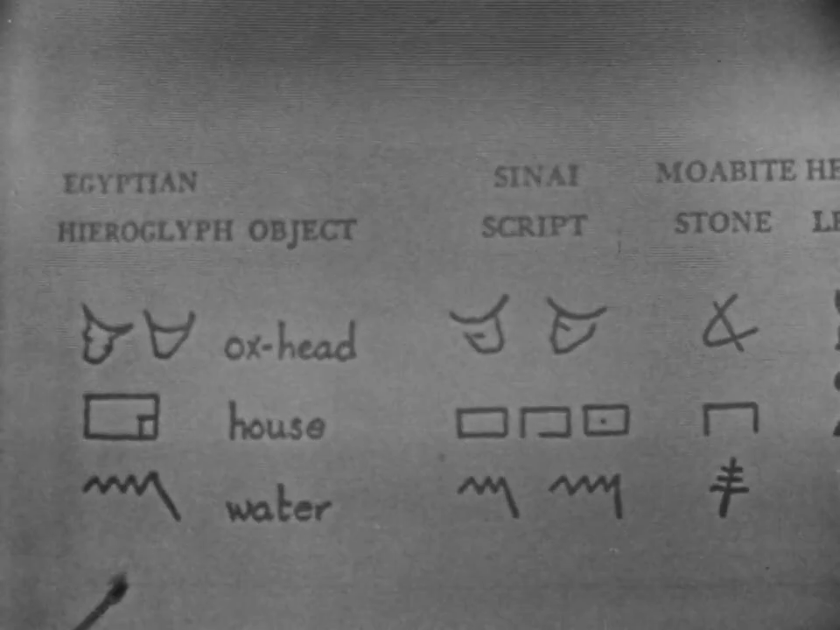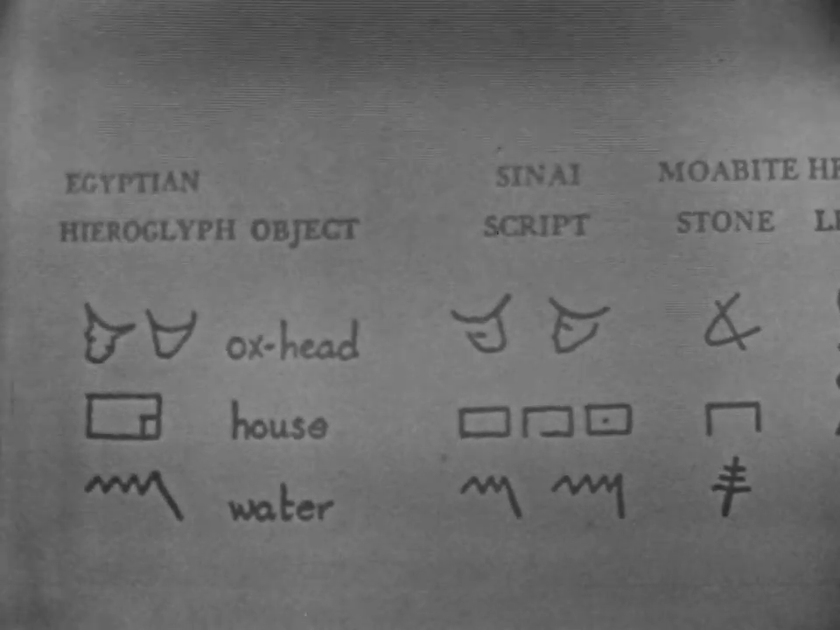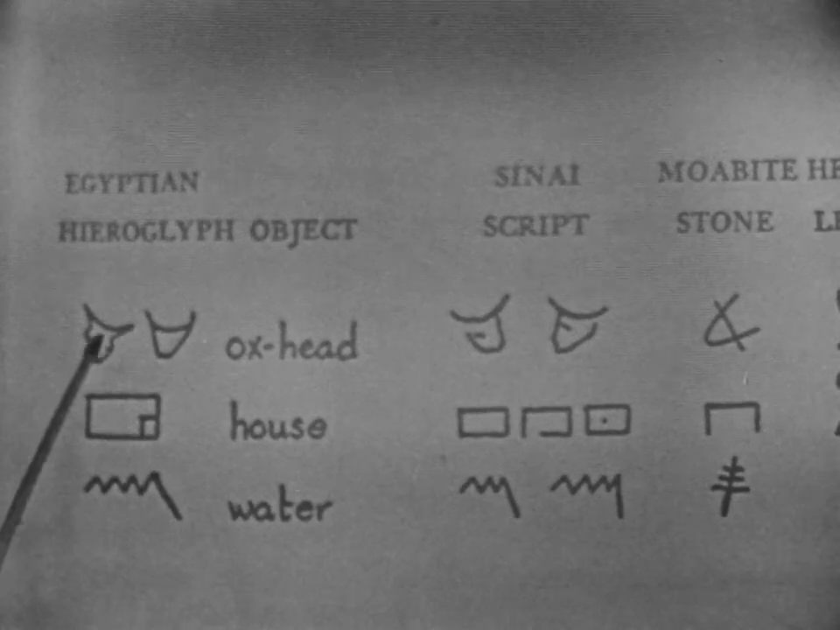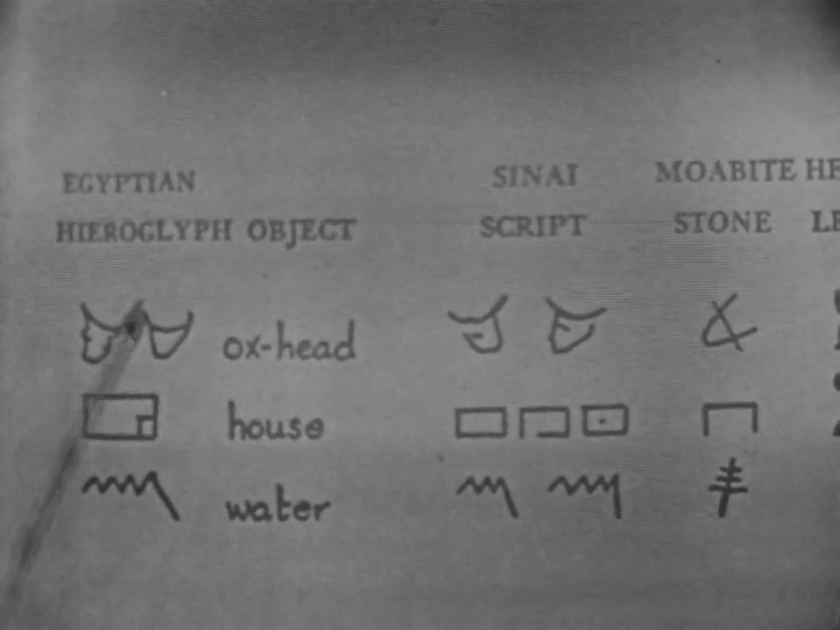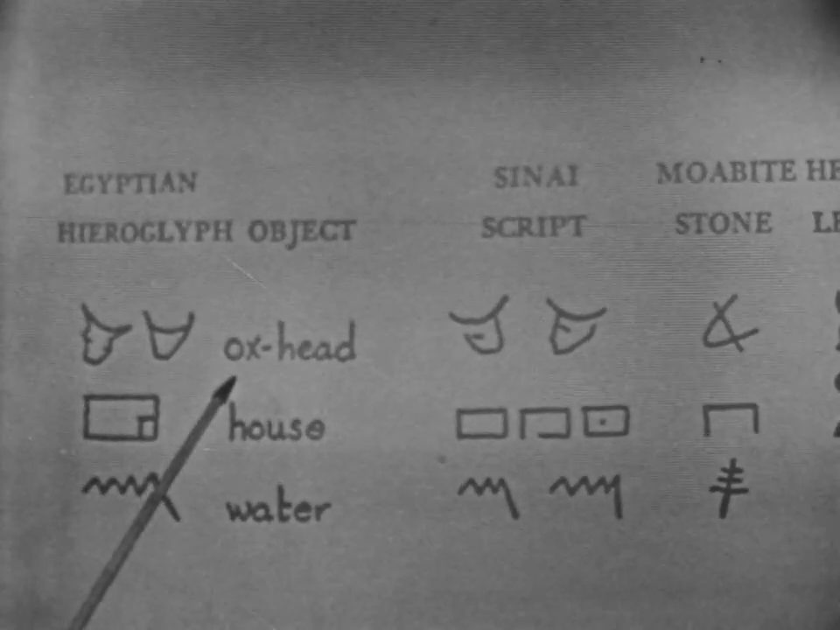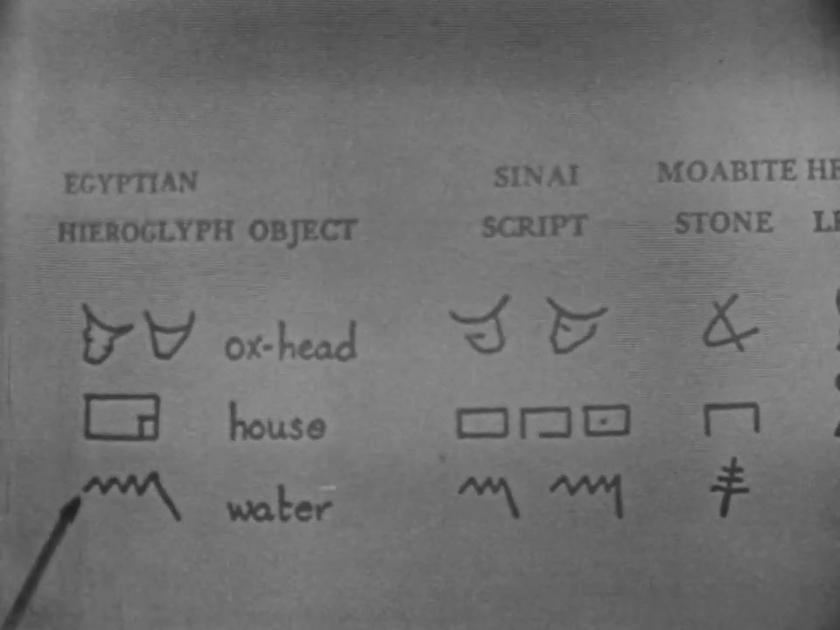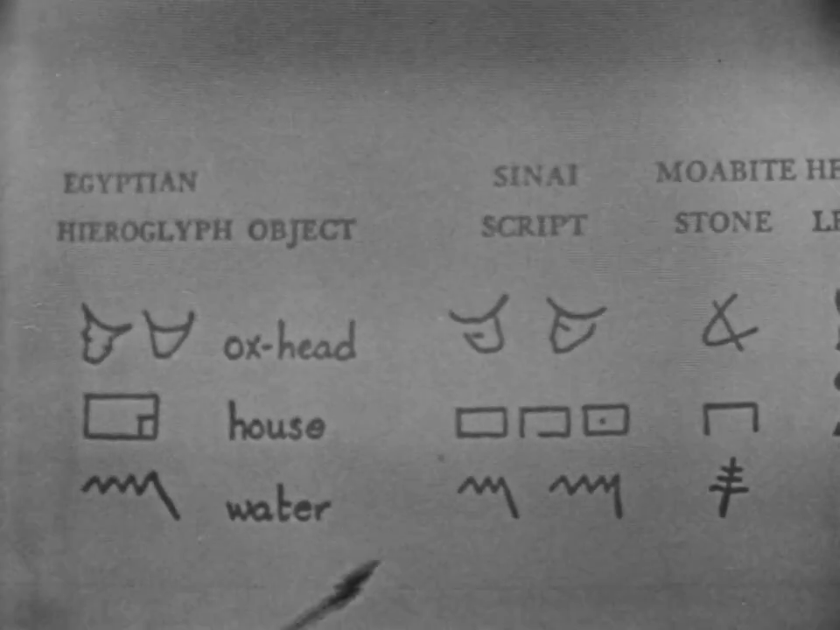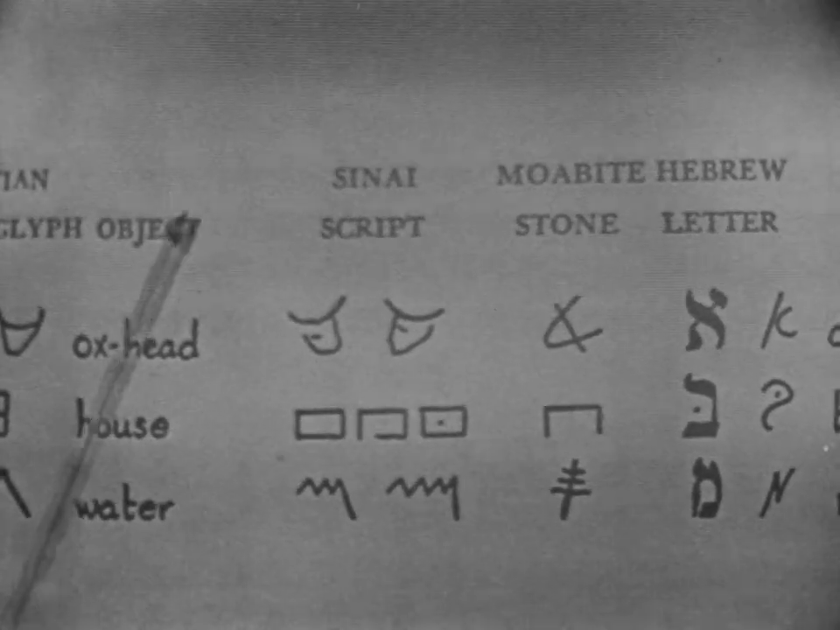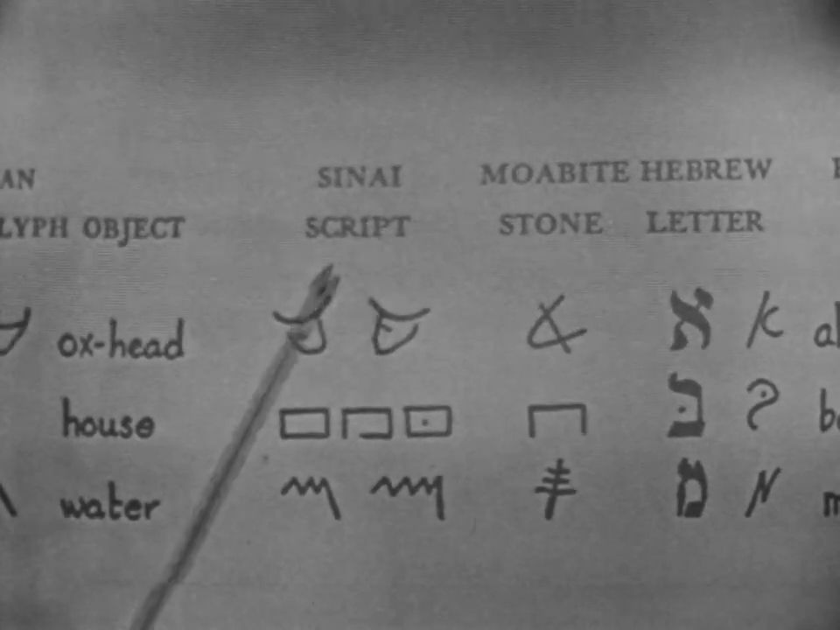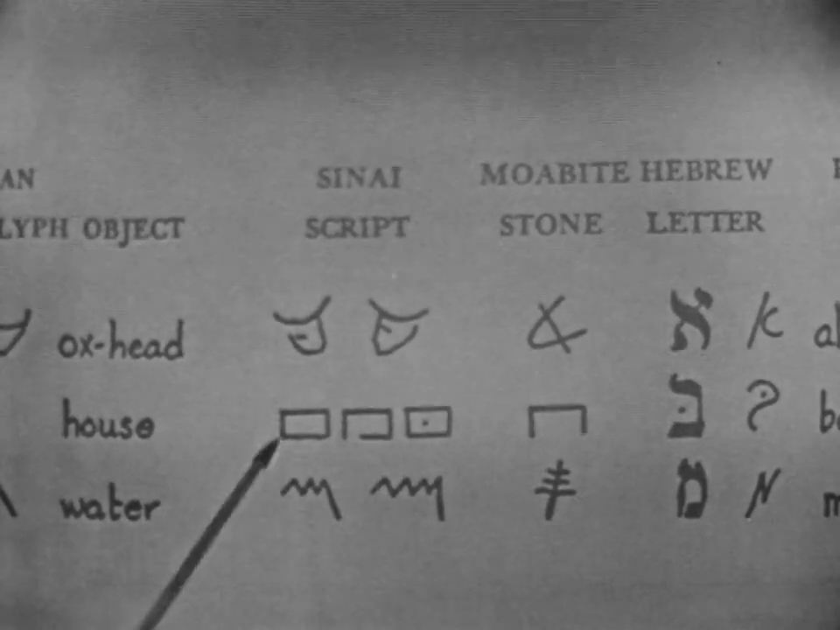I'm going to trace three of these Egyptian hieroglyphic symbols and let you see how they came to go through their stages until we get them today. Now, here's an ox head symbol. Here is the symbol for house in hieroglyphics, and here's this one we've had before for water. Now, in the Mount Sinai script, about 1500 BC, here is the way the ox head looked, and here's the one for house, and here's the one for water.